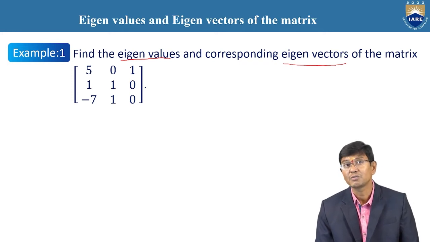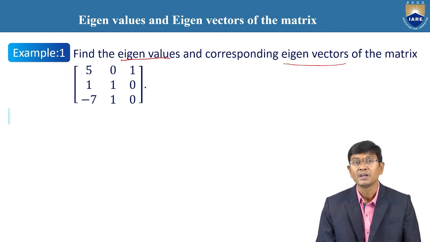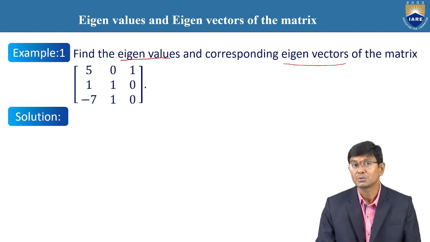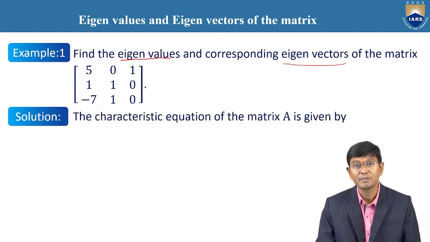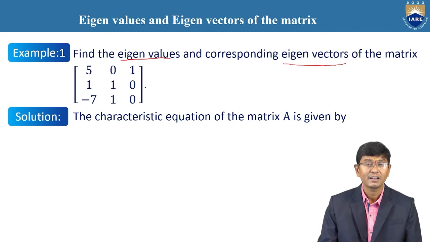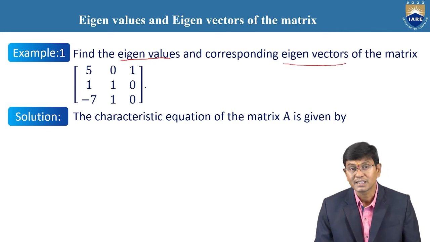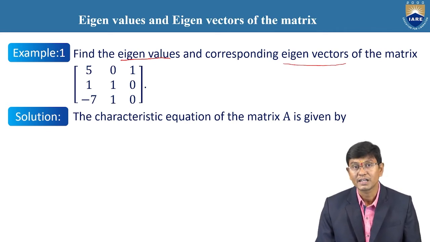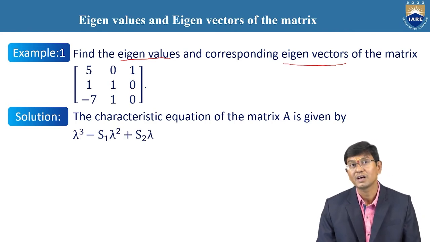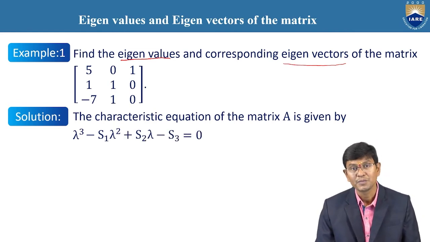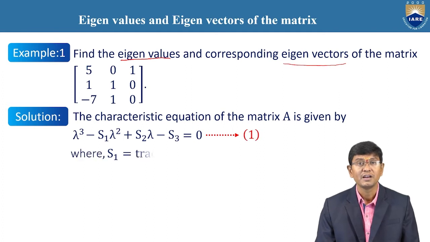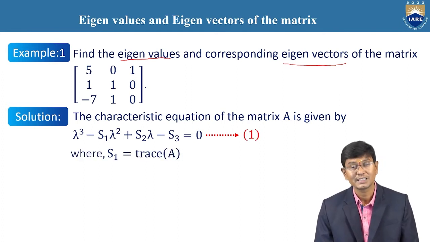First, we need to find the characteristic equation. That is determinant of A minus lambda I is equal to 0. Here A is the given matrix, lambda is a scalar, and I is the unit matrix of order 3x3. With the help of the determinant of A minus lambda I, we obtain lambda cube minus S1 lambda square plus S2 lambda minus S3 is equal to 0. Consider it equation 1. We need to find S1, which is nothing but the trace of the matrix.